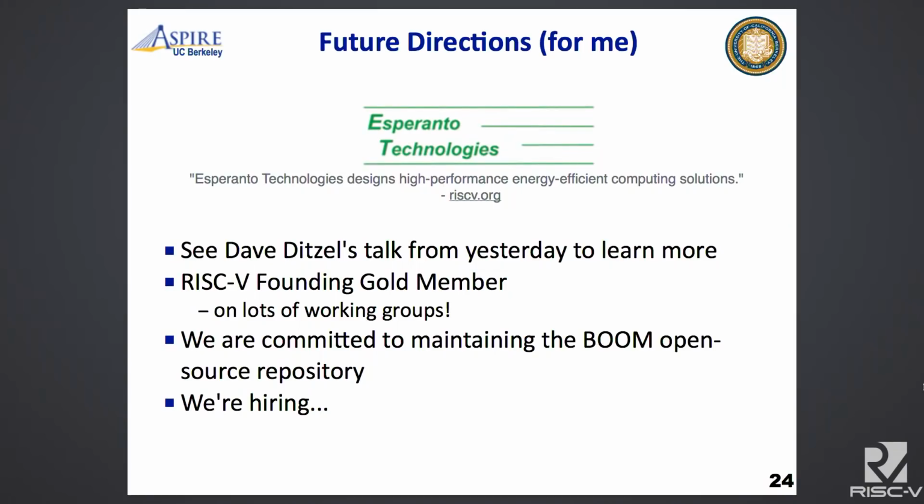For me, I'm graduating. I'll be turning in my thesis in 2 weeks, and I'll be joining Esperanto Technologies. If you're watching this on YouTube, go and see Dave's talk from yesterday about exactly what Esperanto Technologies is looking to do. We're on a lot of working groups in RISC-V. We're very interested in making sure that RISC-V is a great ISA and that we grow it into a great ecosystem. And as part of that, we will be continuing to maintain and support the Boom open source ecosystem. So Boom's not going away.